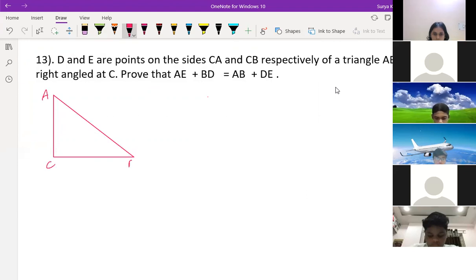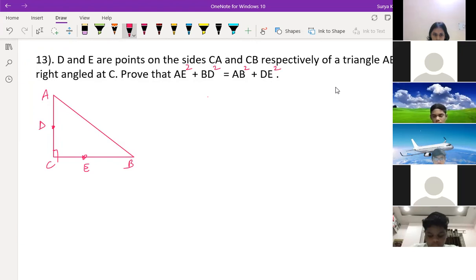CAB. D and E are points on sides CA and CB respectively, so D on CA and E on CB, of triangle ABC with right angle at C. Prove that AE square plus BD square is equal to AB square plus DE square.